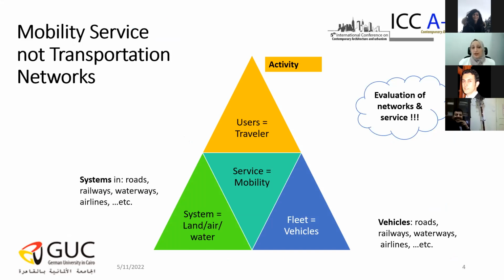Basically, by the book, we all say that transportation consists simply of three main elements: the traveler, the mode of transport, and the system. But we forgot that transportation, in its main aim or goal, is about providing a service, which is mobility. So transportation is valid so that we can do mobility, and not vice versa.